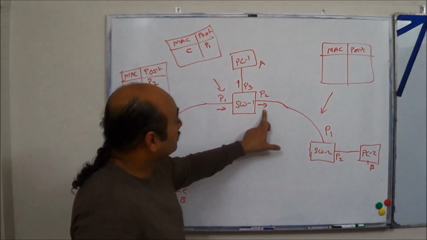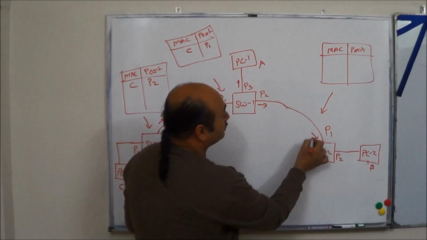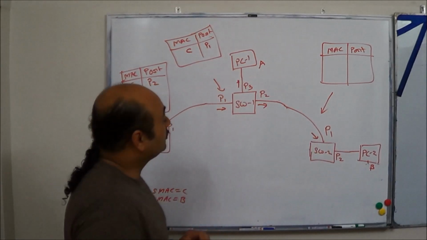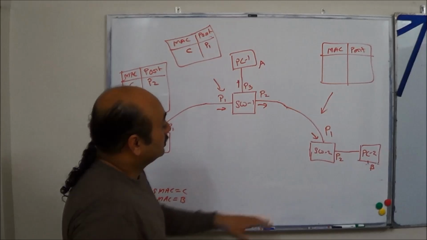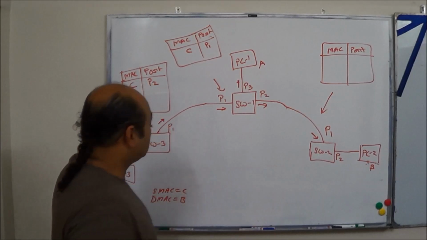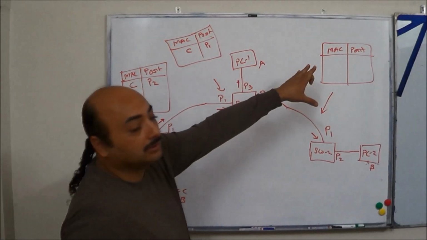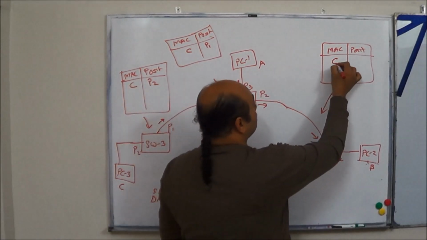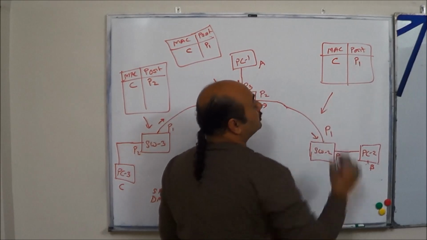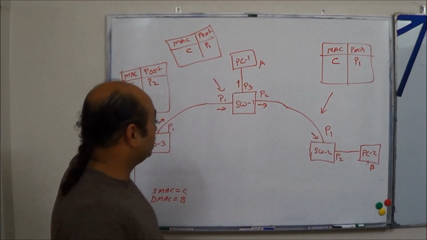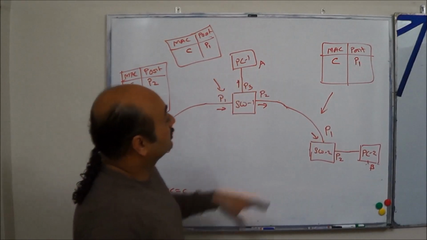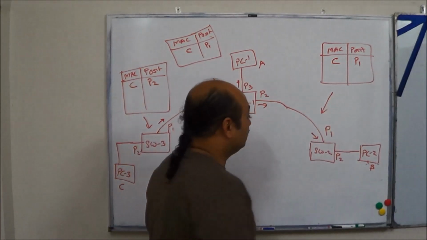Continuing on this part, the frame arrives on port P1 of switch 2. Switch 2 again checks the source MAC address of the frame, which is C. Is it in the MAC table? No. C on P1. Checks the destination MAC address of the frame, which is B. Is it there in the MAC table? No. It will flood it.